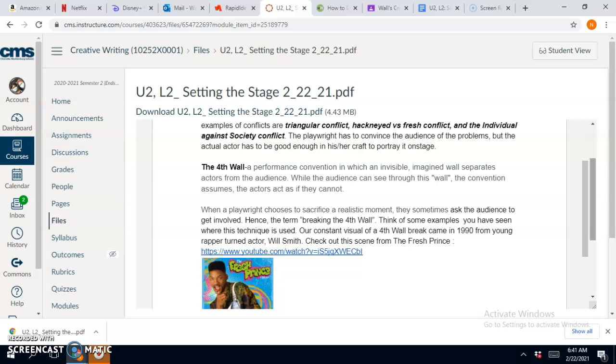So when a playwright chooses to sacrifice that moment, then you have to be aware of it. They want me to get involved. Okay? And I said, think of some examples you've seen where the technique is used.